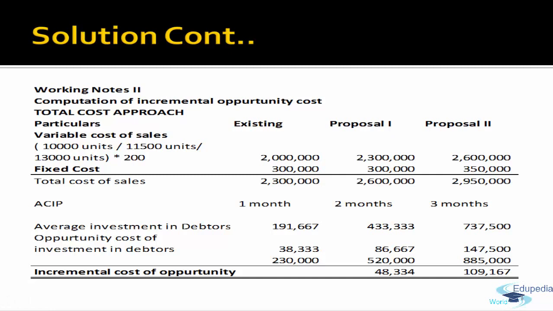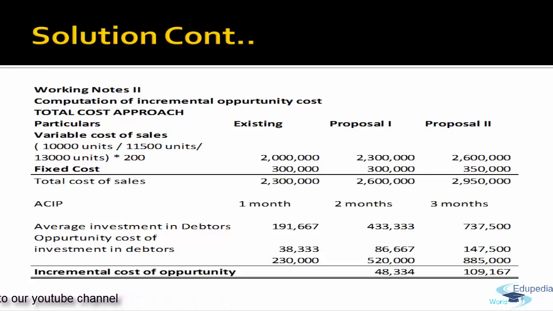Right? Now the average collection period in all these scenarios will be 1 month, 2 months and 3 months. This means that for 1 month, 23 lakhs would remain blocked. 23 lakhs is for 12 months. So how much is the 1 month investment? So 23 lakh is for 12, so 1 month it will be 1,91,667, which is 23 lakh into 1 divided by 12.